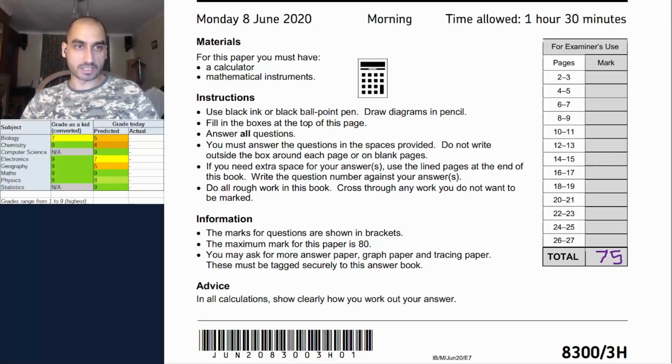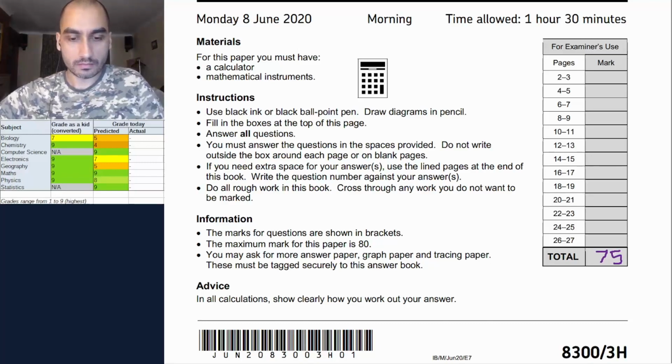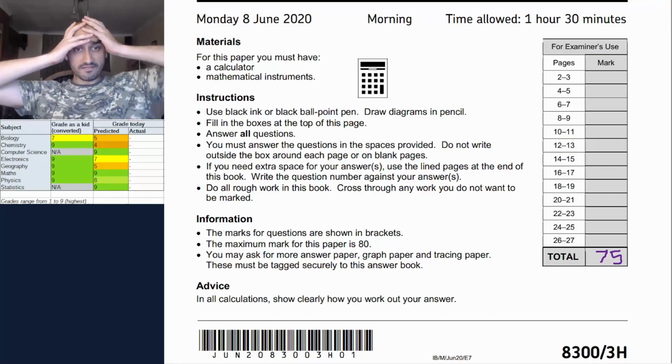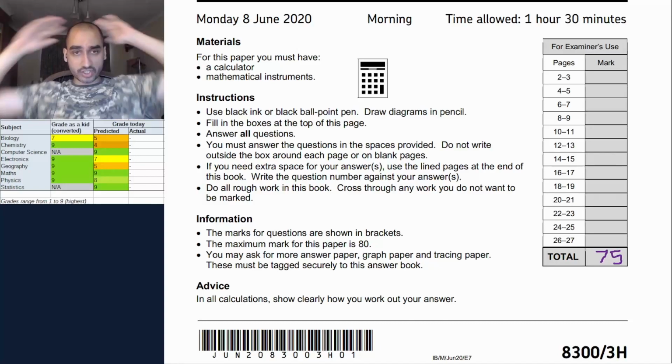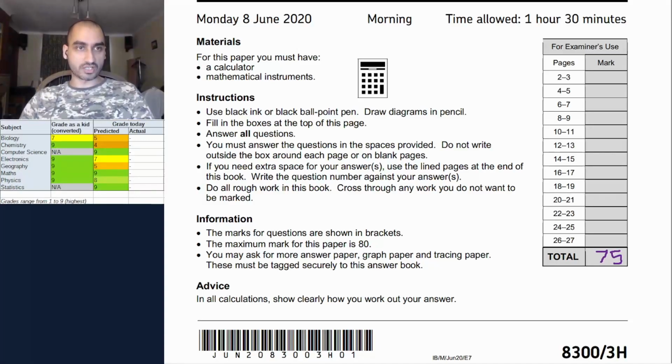Should probably update the spreadsheet with that. So I got 226. And 226 out of 240 is 94%. I'm pretty sure that's top grade. The top grade is actually quite generous. It's like 85% or something.